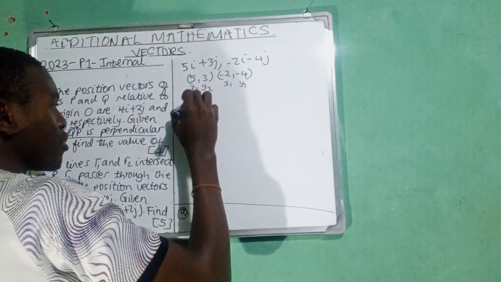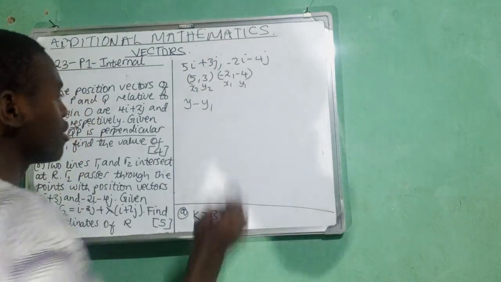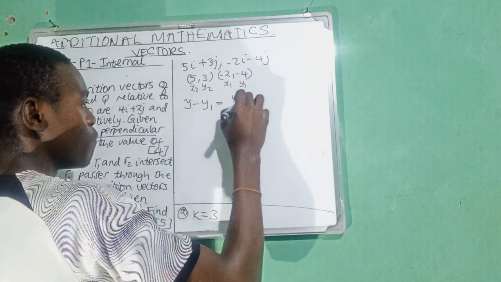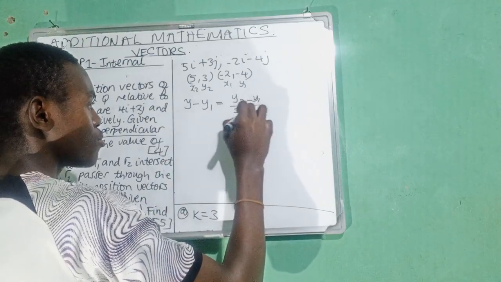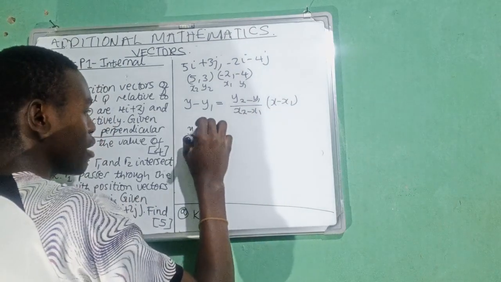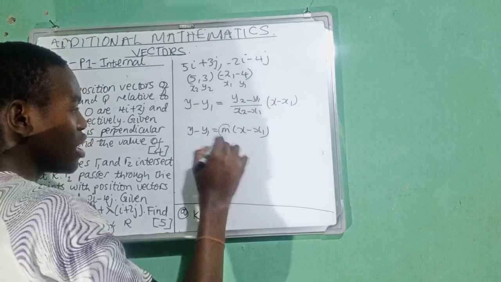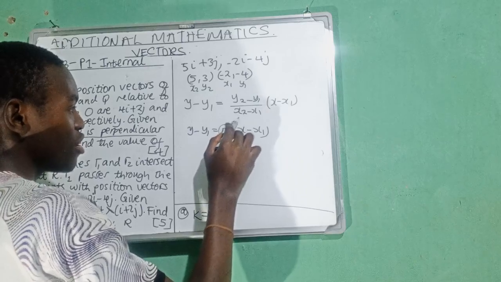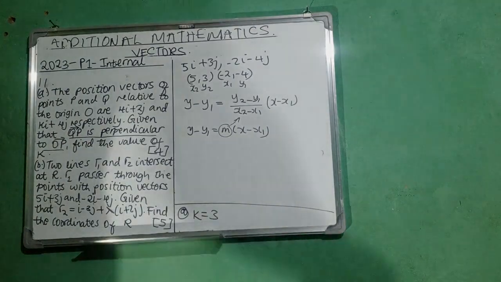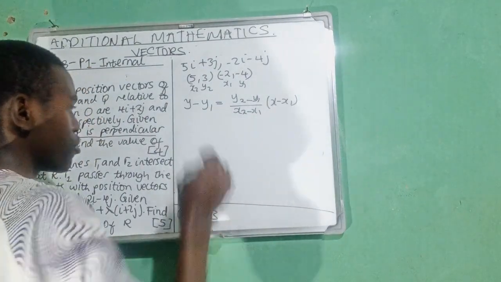Then I'll go directly: y minus y1 is equal to (y2 minus y1) over (x2 minus x1), times (x minus x1). This is the formula for finding the equation of a line. It's simply saying y minus y1 is equal to m(x minus x1), but instead of m, I've substituted the formula for the gradient, so that we don't spend more time than we already have.